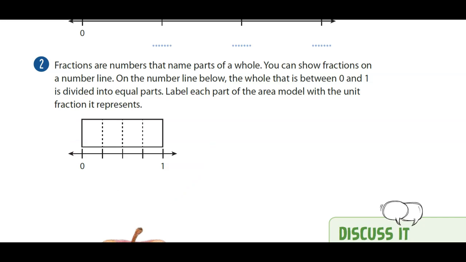Okay, it says fractions are numbers that name parts of a whole. You can show fractions on a number line. On the number line below, the whole is between 0 and 1, and it is divided into equal parts. It says label the area model with the unit fractions it represents.